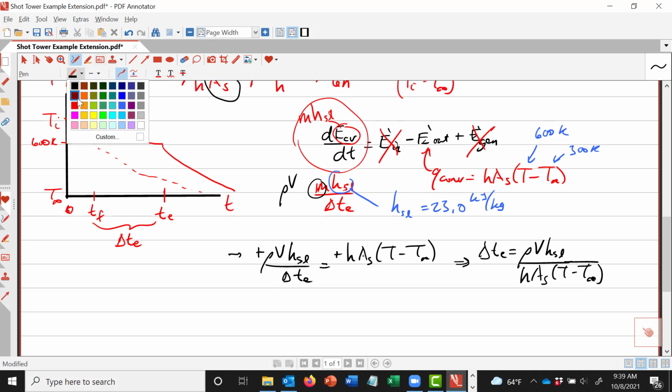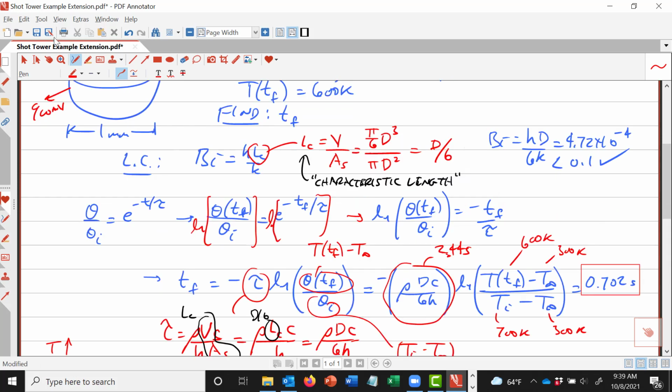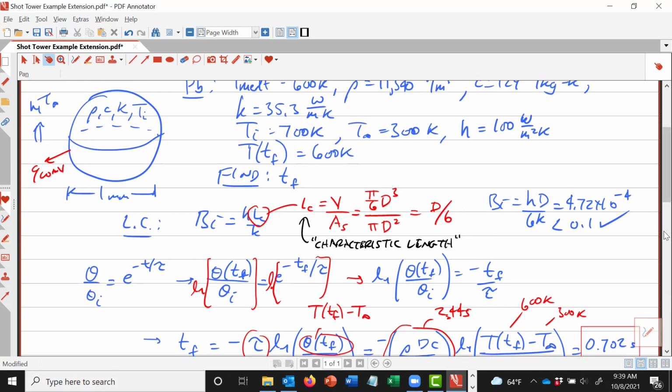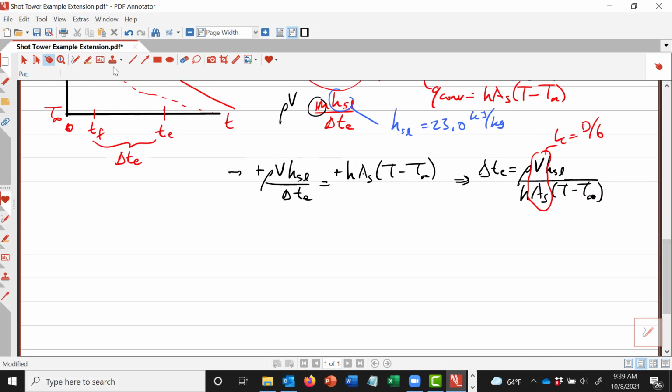Now V over A_S again is L sub C, which we know is D over 6. If we go up here, we see that this is D over 6. So then finally, we can solve for delta t_e. So it'll be rho D h sub SL over 6h (T minus T infinity).